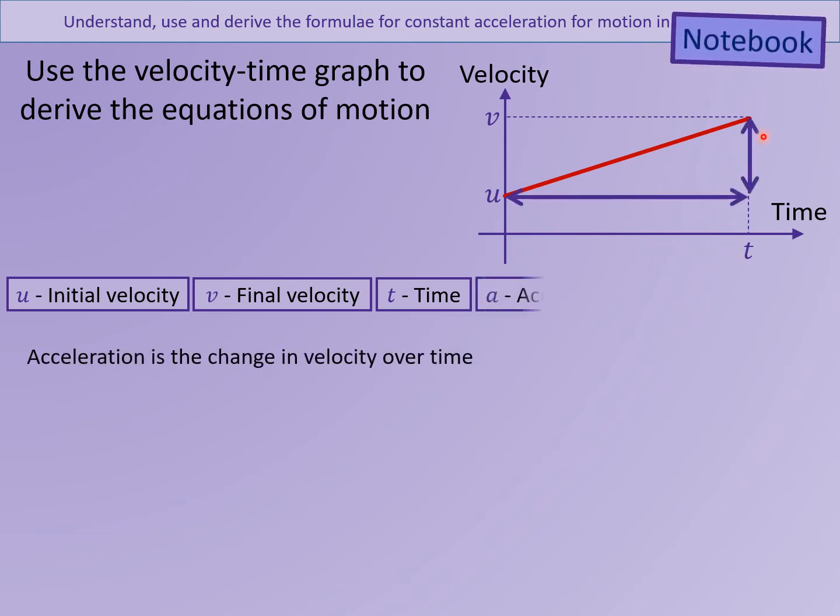Now we know that the acceleration of an object is the change in velocity over time, and that this can be found by finding the gradient of a velocity time graph. So the gradient will be the change in velocity, which to go from u to v will be v minus u, over the change in time, which from 0 to t will be t. So we arrive at this formula, a equals v minus u over t.